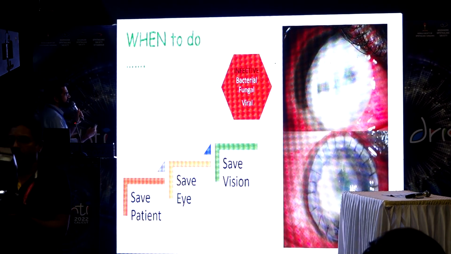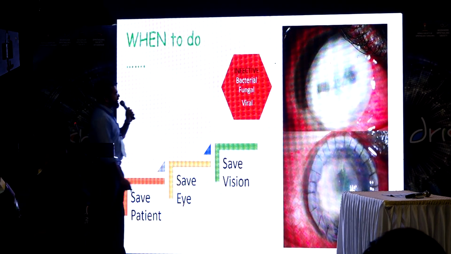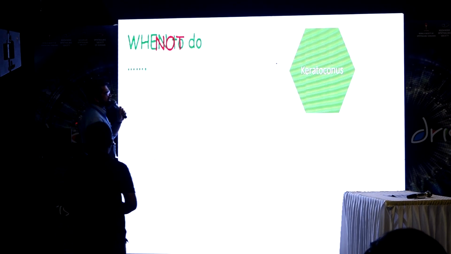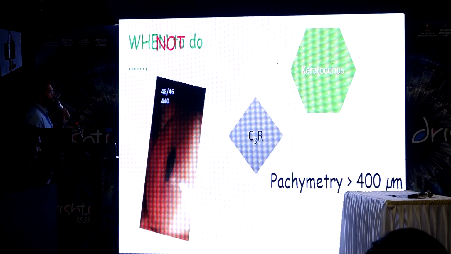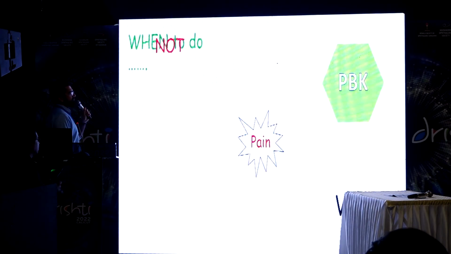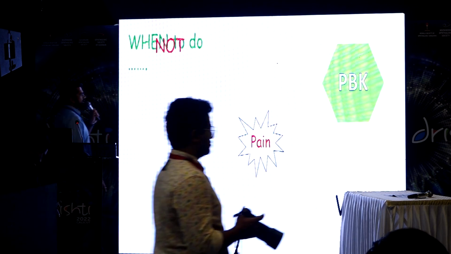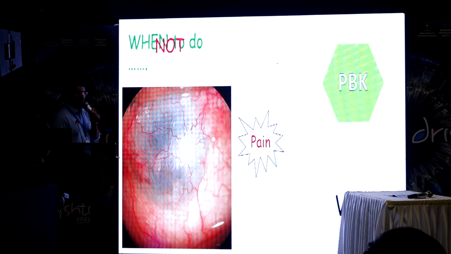We do it when the infection is progressing and almost reaching the limbus. We'll try to manage it medically initially. Then when not to do keratoplasty: in keratoconus, when the pachymetry is adequate, we manage by doing C3R. In PBK, when the patient is having pain and vision is not a concern for him, we go ahead and do a conjunctival coating for that patient.